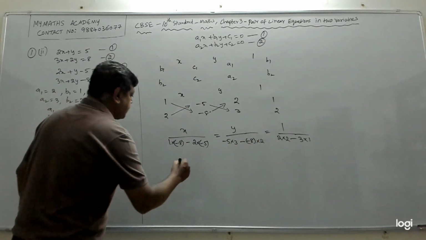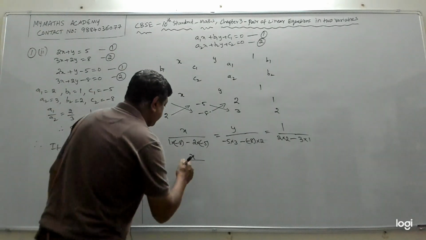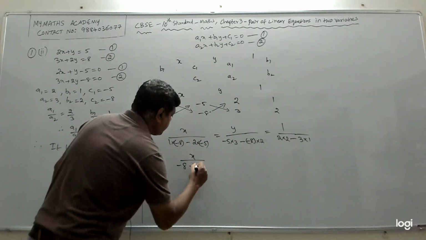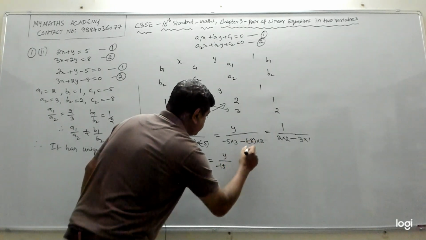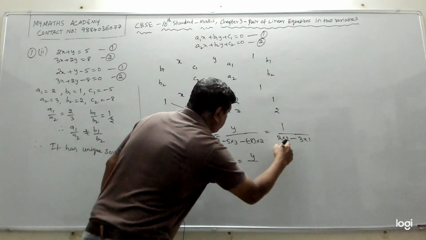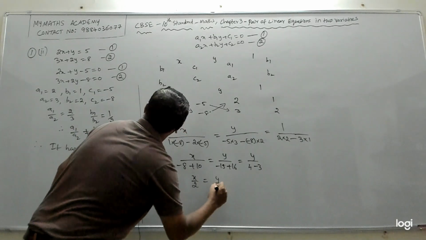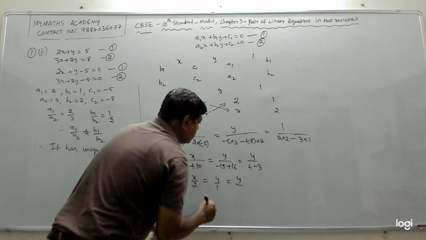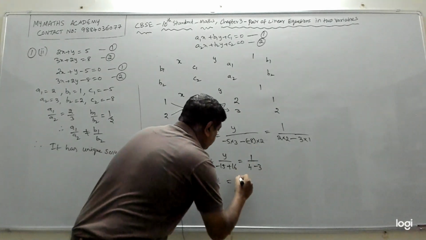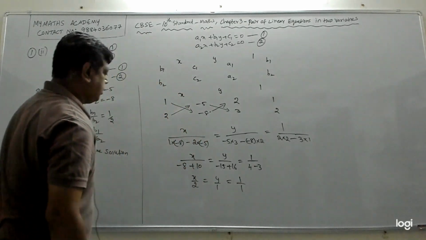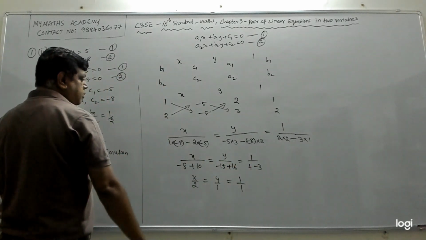Right? So now this becomes x by minus 1 into 8 is minus 8. Minus 2 into minus 5 is plus 10, equal to y by minus 5 into 3 is minus 15, minus into minus plus 16, equal to 1 by 4 minus 3. So you get x by 2, equal to y by 1, equal to 1 by 1. Sorry, this is not y, it is 1 by 4 minus 3, which means 1 by 1. Fine. x by 2, because minus 8 plus 10 is 2, minus 15 plus 16 is 1, and 4 minus 3 is 1.